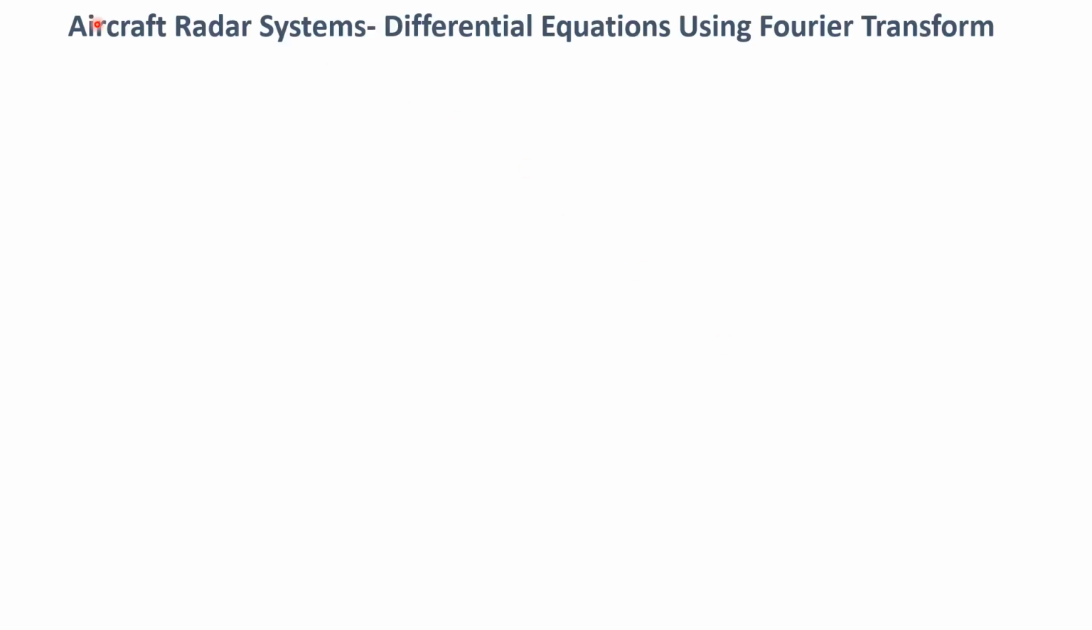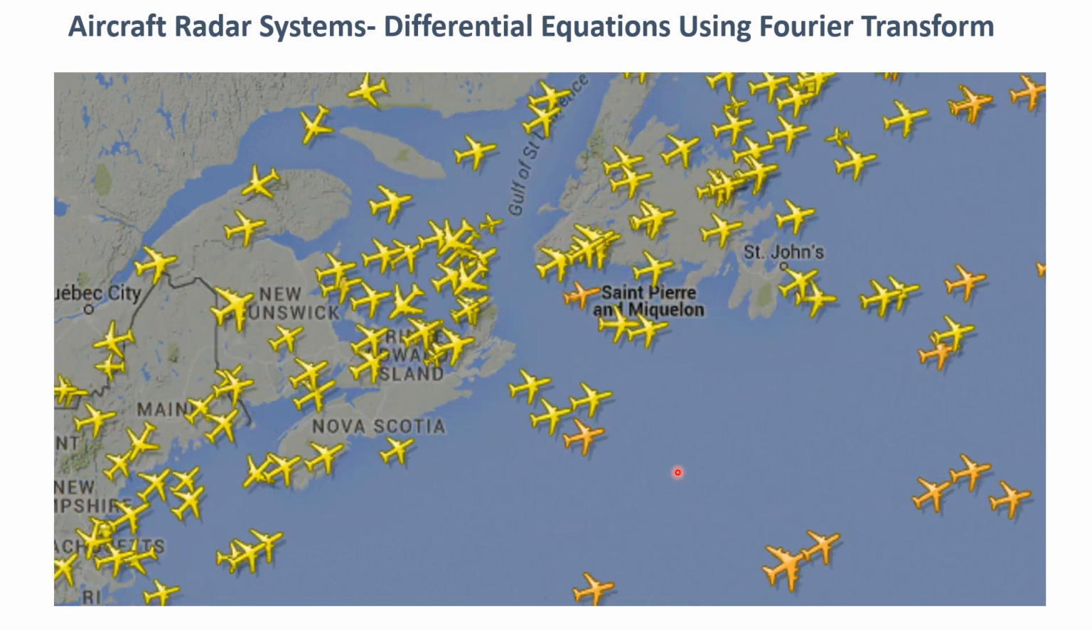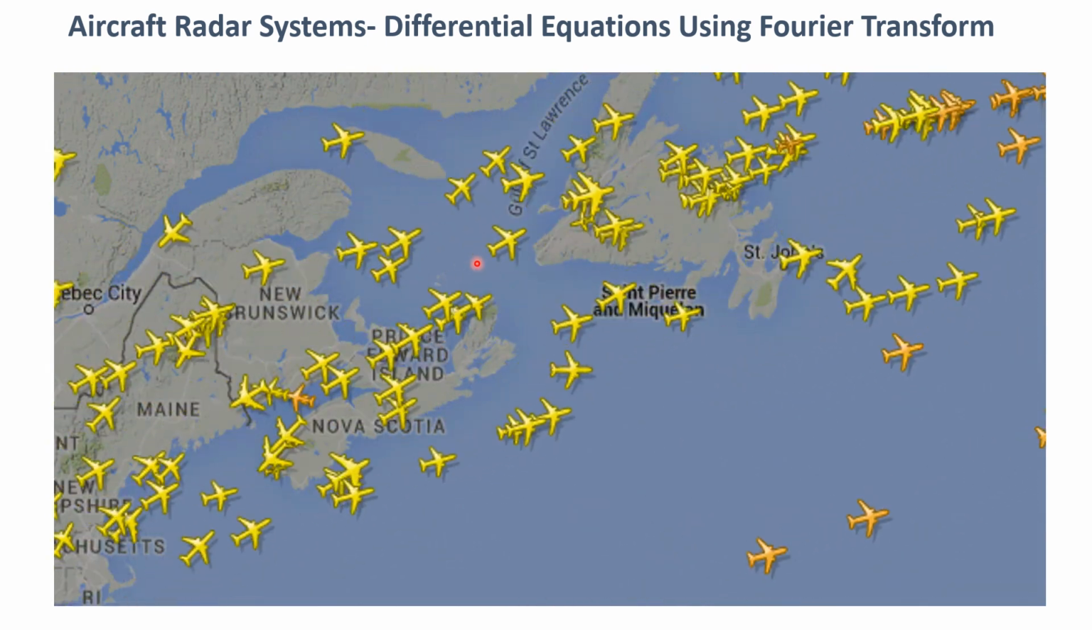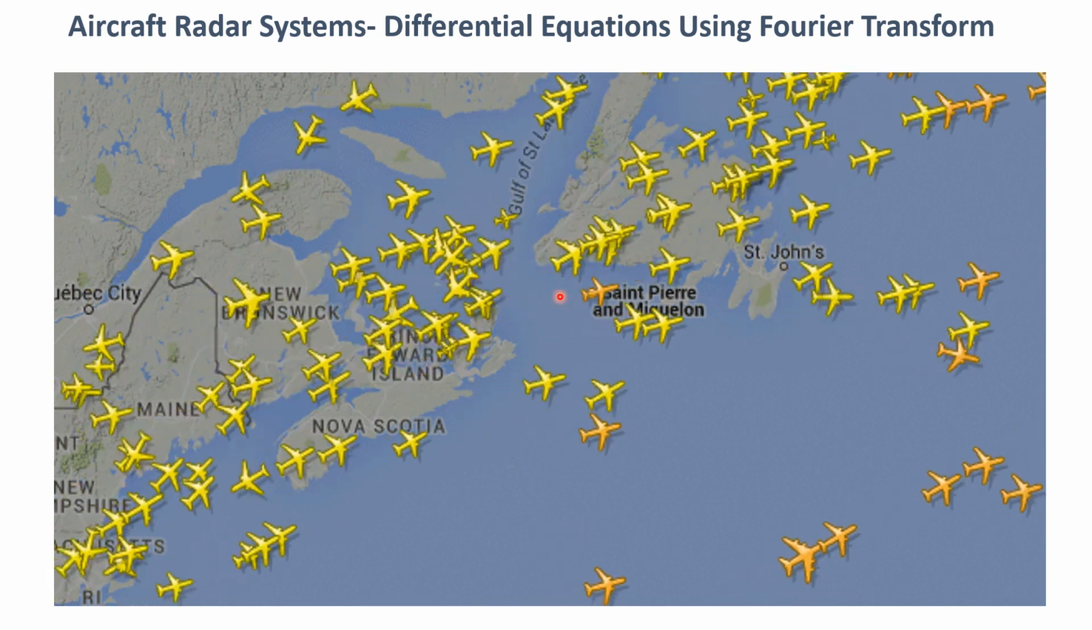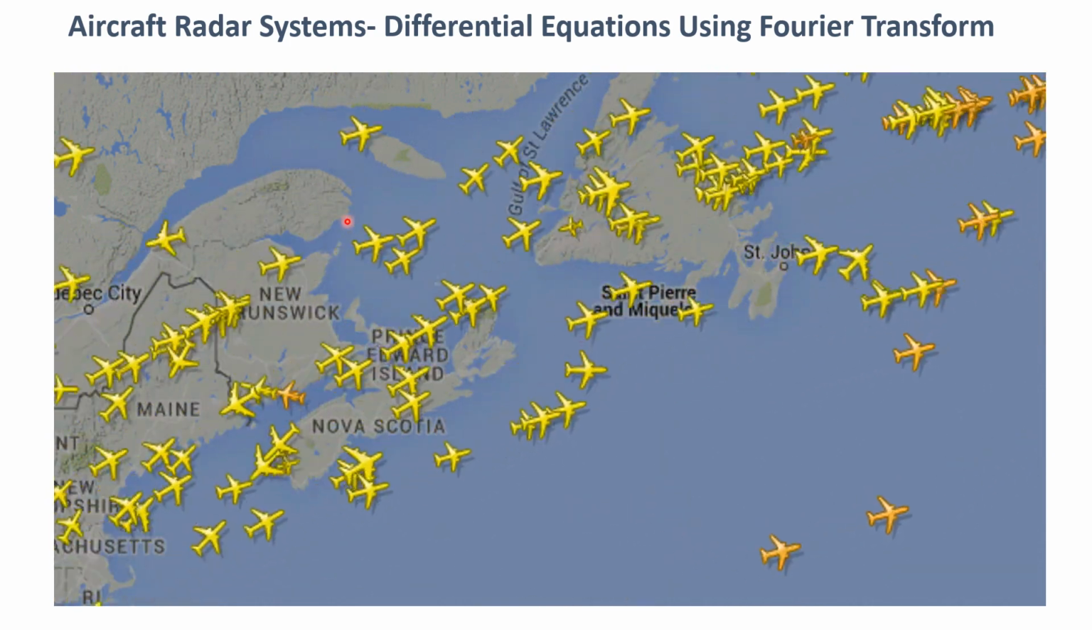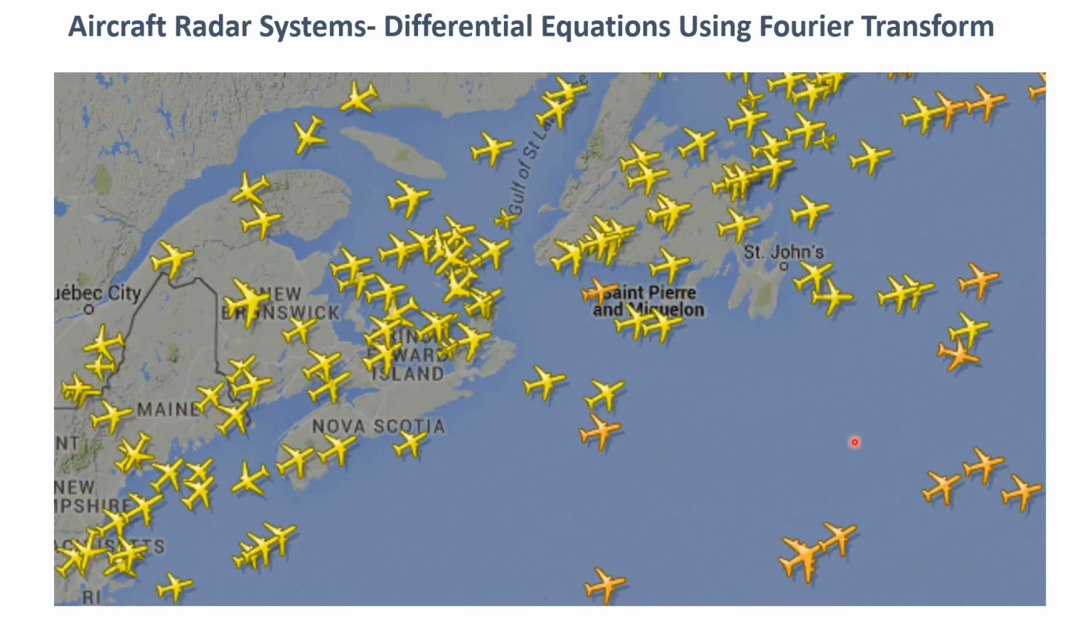Now let us look at one of the practical aspects before we dive deep into the solution of differential equations using Fourier transform for today's class. I'm taking the aircraft radar system as an example. What do we mean by the aircraft radar system? If you look at the system, this is how flights fly over the globe from one location to another. This is the overview of the location of the planes over the radar.